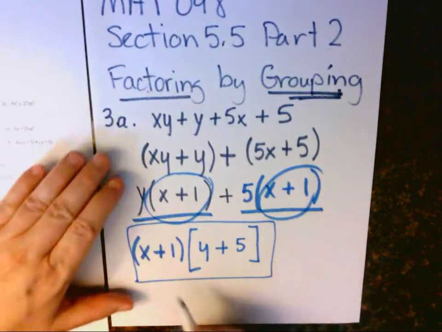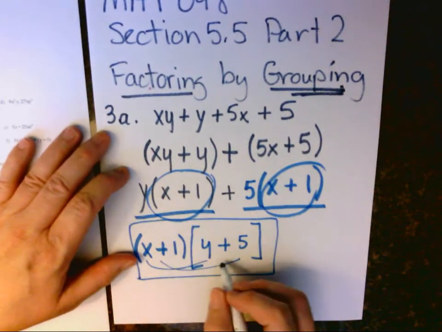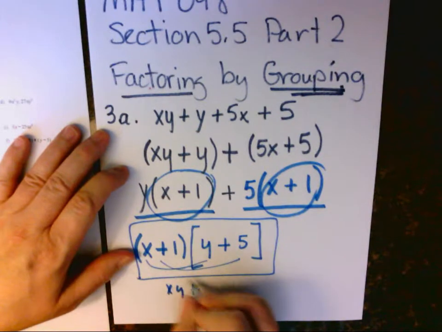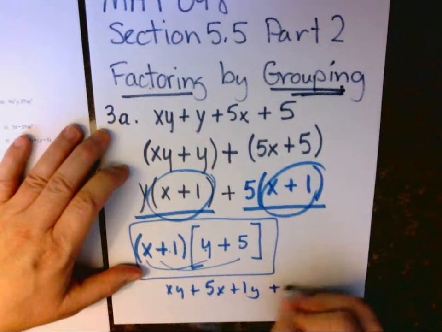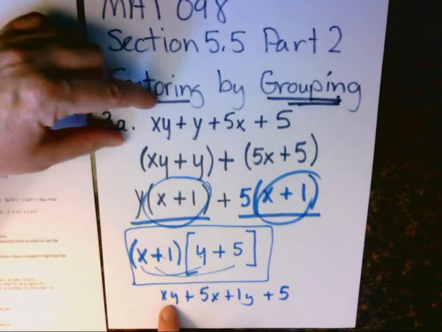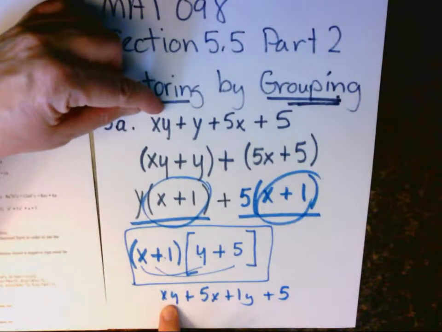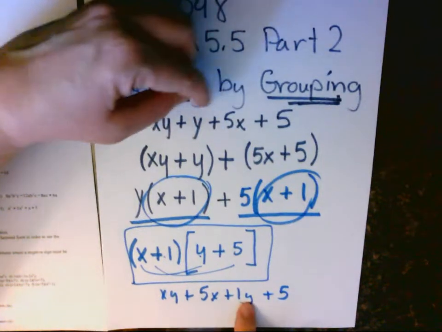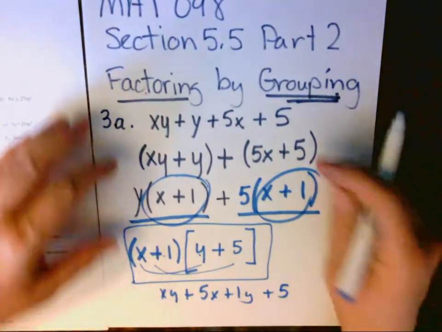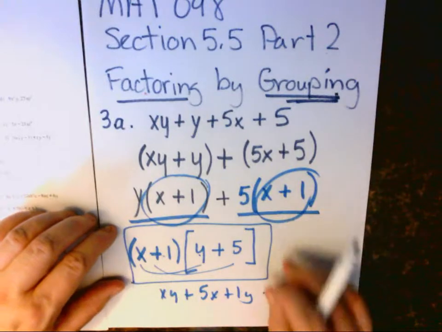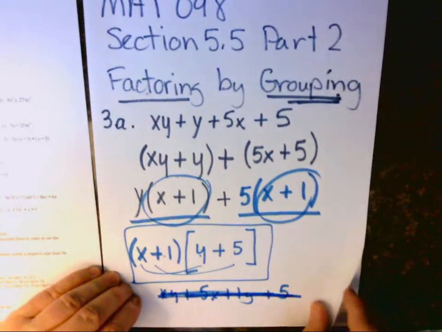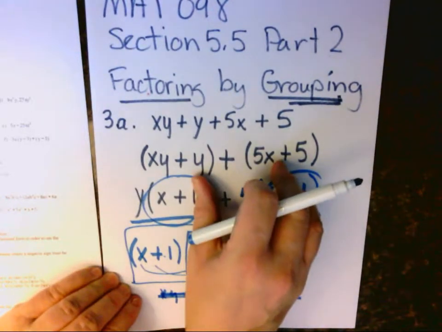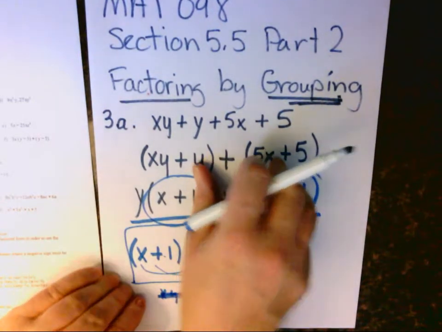But I want to show you something. If you multiply this through using distributive property, we get xy plus 5x plus 1y plus 5. Notice that we're back to where we were. We had an xy, we had a 5x, a 1y, and a 5. So what we've done is we've factored it down. And you can check your factoring by multiplying it out. Okay, that's called factoring by grouping, because in order to factor them, we must group them. Okay? Let's do another one of these.